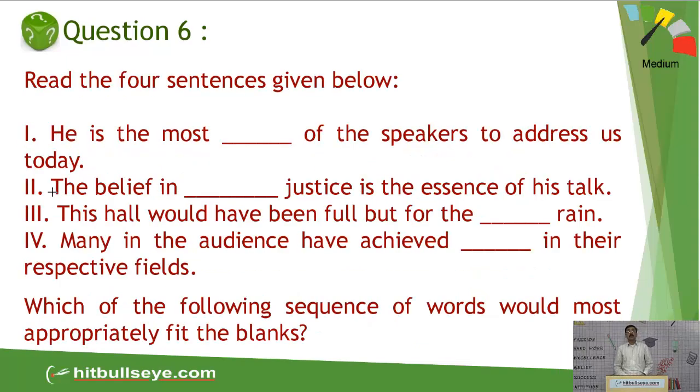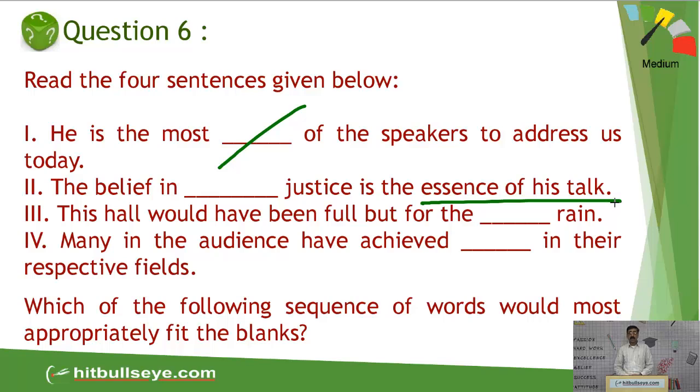Now here the question is based on fill in the blanks. We need to pick the choices, and you will find this question peculiar in terms of the framing of the choices. You will find the choices kind of rhyming: eminent, imminent, eminent, immanent, etc. So first of all, let's go through the sentences. He is the most dash of the speakers to address us today. He is the most, we can say, well respected, famous. Second sentence: the belief in the dash justice is the essence of his talk.